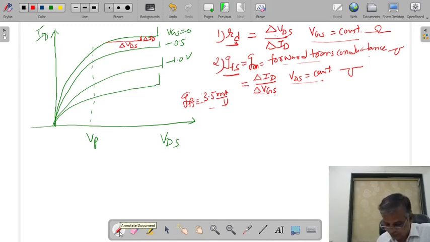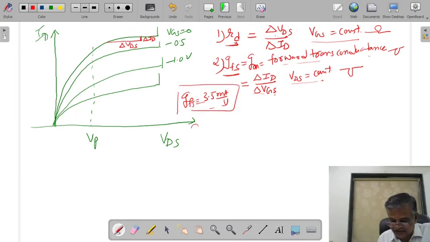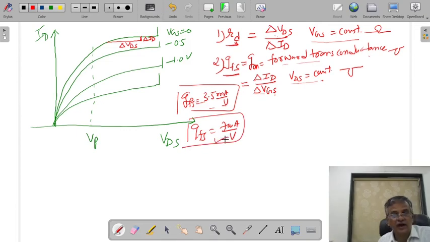Now somebody is asking you, sir, you have two transistors. One has this GFS, the second has a GFS of 7 milliampere per volt. Which transistor is better? This transistor is better. Why? Because the control of the gate voltage is more. Here, by changing 1 volt, how much current is changing? 7. Here, by changing 1 volt, how much current is changing? 3.5. So this has more control. The change in current is more for a change in gate voltage. So this transistor is better.